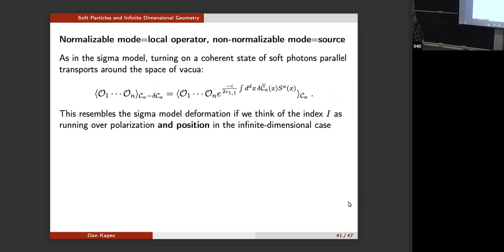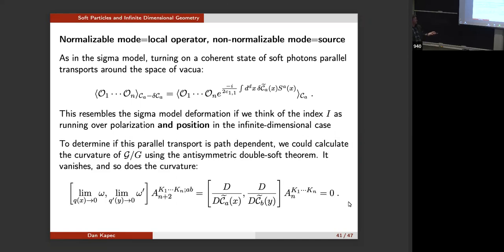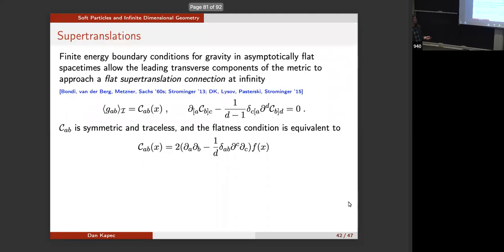Okay. So the formula for shifting the boundary condition in the S matrix is basically you just turn on a bunch of soft photons with this source. The only difference with the nonlinear sigma model case is now the source has position dependence. So we can think about this sum as an infinite dimensional sum rather than the finite dimensional sum that you had in the nonlinear sigma model. The integral over the position is just like this extra sum over this infinite dimensional space. Again, antisymmetric double soft vanishes, so the space is flat.